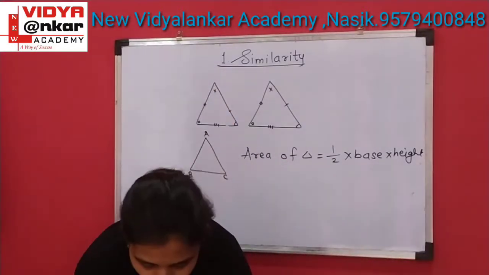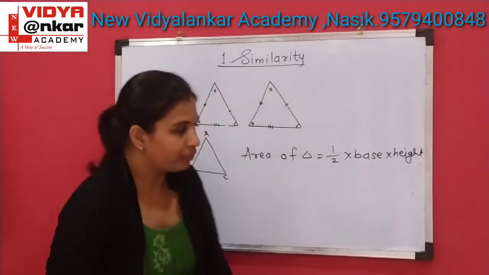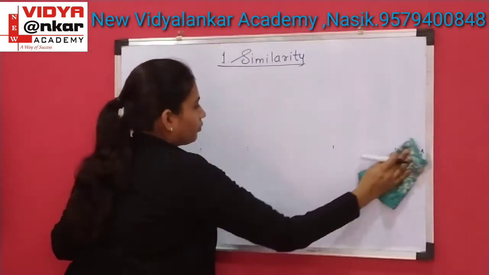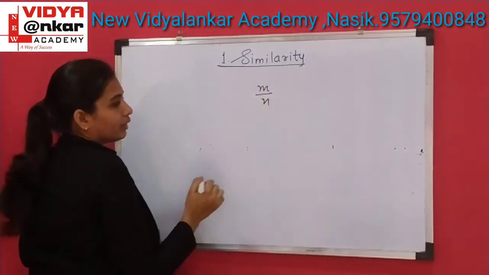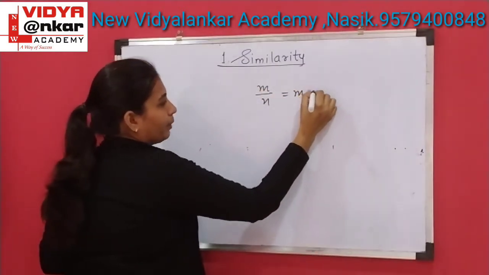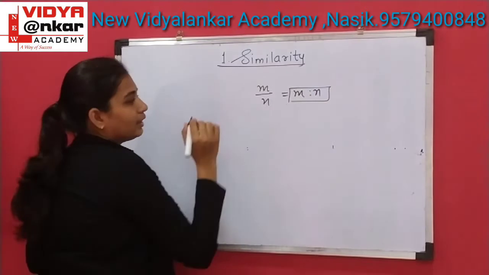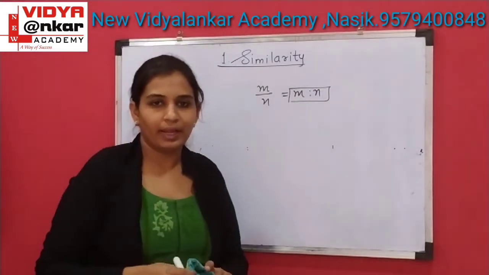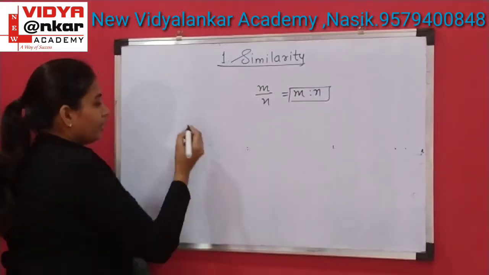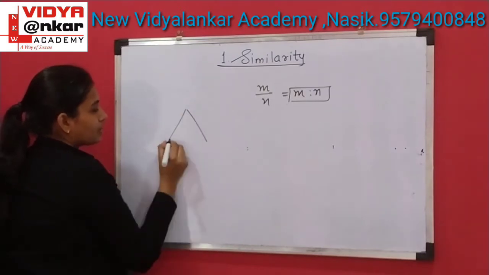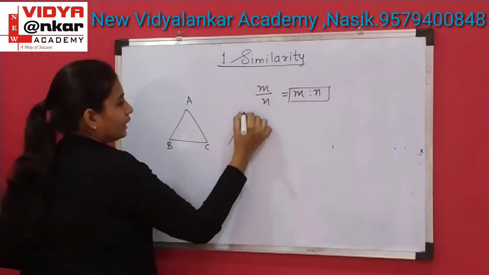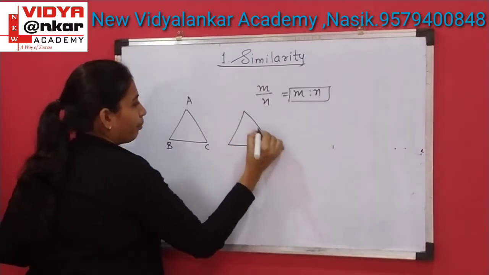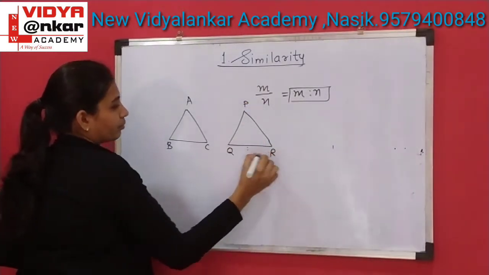Now, what does ratio mean? For example, m upon n, we can read this ratio as m is to n. Similarly, suppose we have two triangles, ABC and PQR.